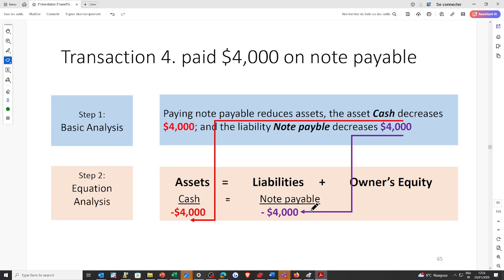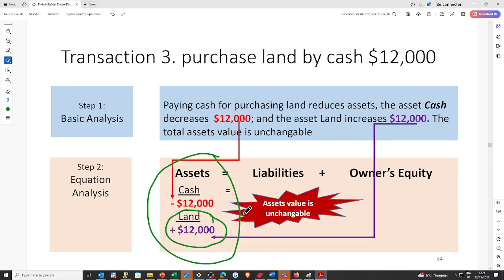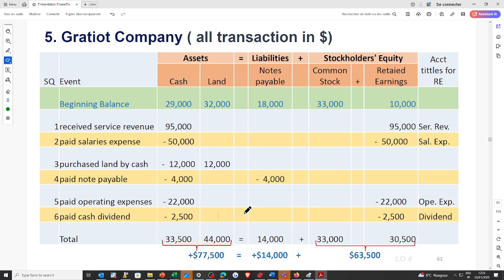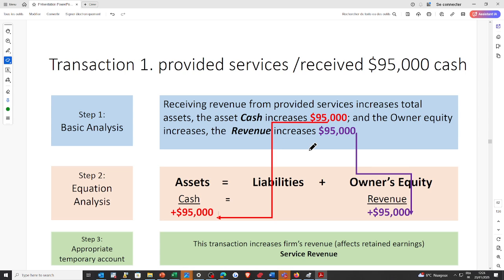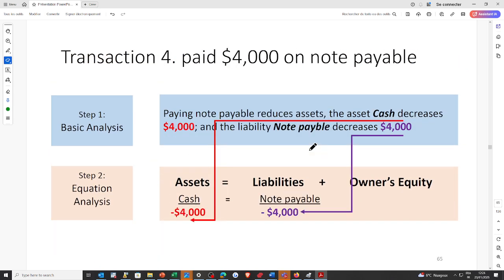Last, we paid the 4,000 of notes payable, right? So you remember for the first transaction, the company borrowed 18,000, right? So now the company pays 4,000 of this amount. It means the notes payable now decreased by 4,000 because the company paid by cash. So the cash asset also decreases by the same amount of 4,000, right? Okay.